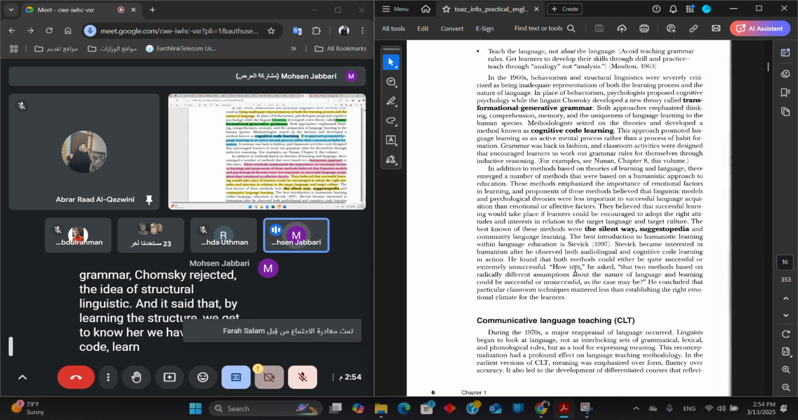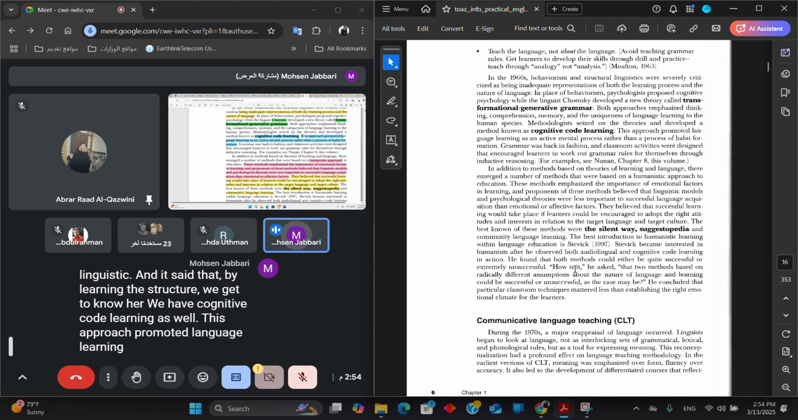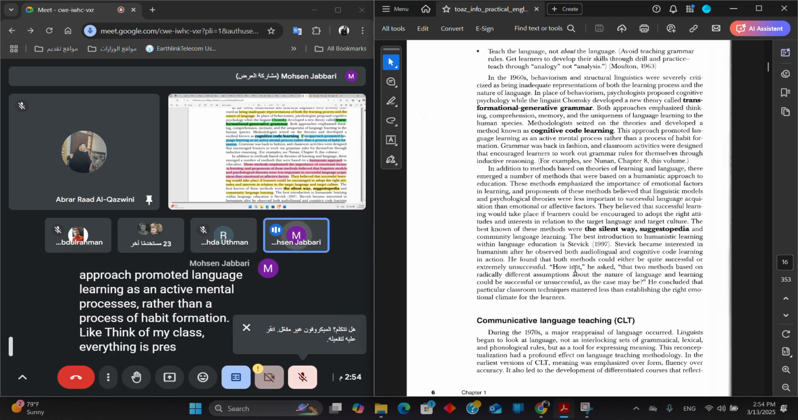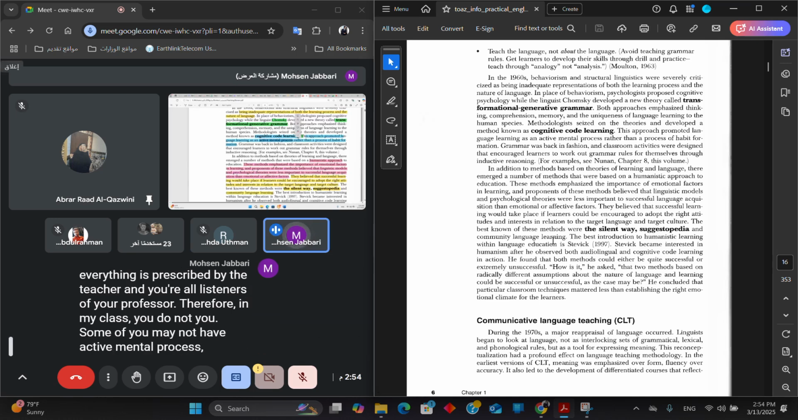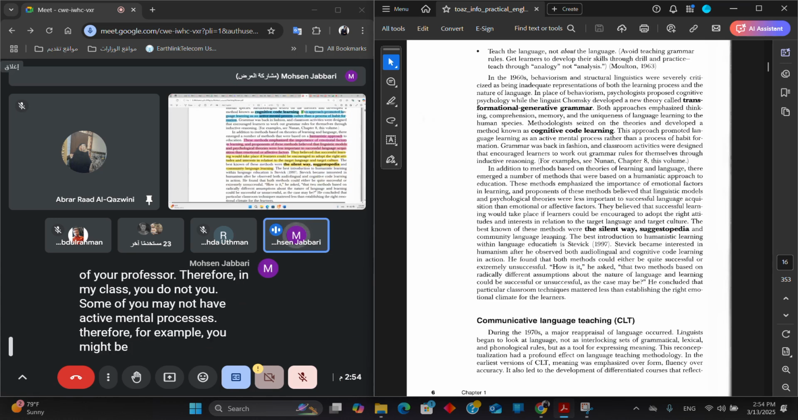We have cognitive code learning as well. This approach promoted language learning as an active mental process rather than a process of habit formation. Like think of my class. Everything is prescribed by the teacher, and you're all listeners of your professor. Therefore, in my class, some of you may not have active mental processes. You might be checking your Instagram, your Telegram, and your social media, and it may not be a learner-centered class.